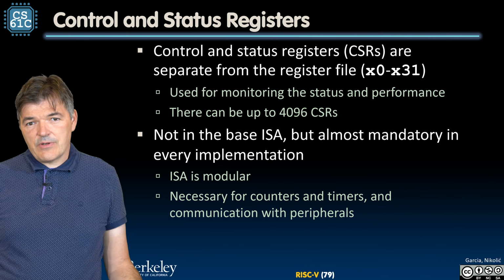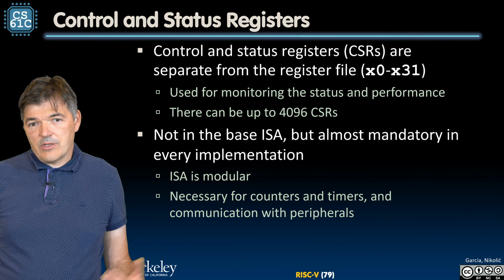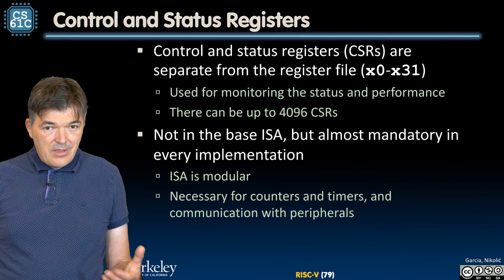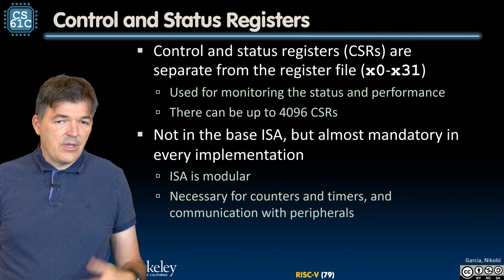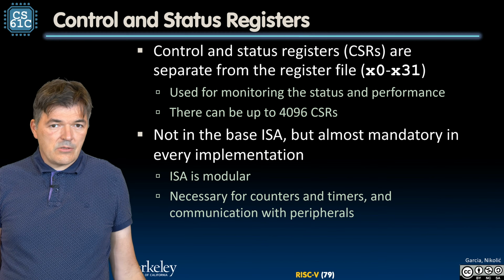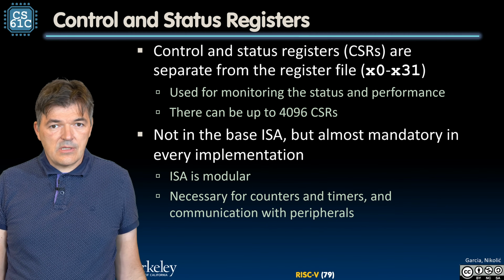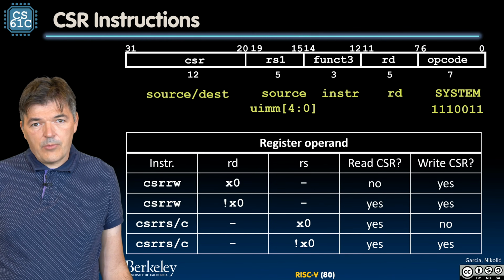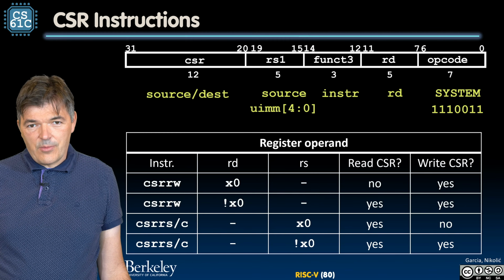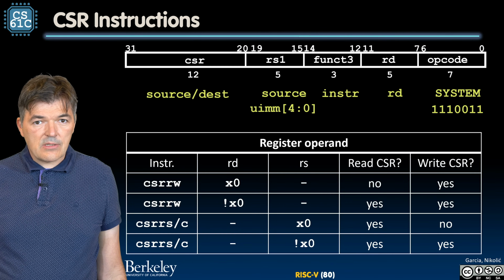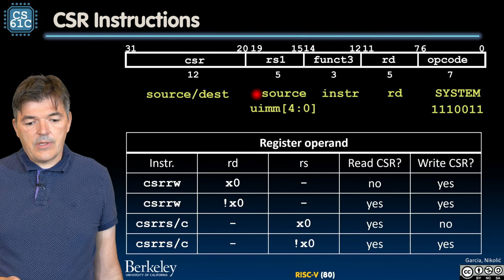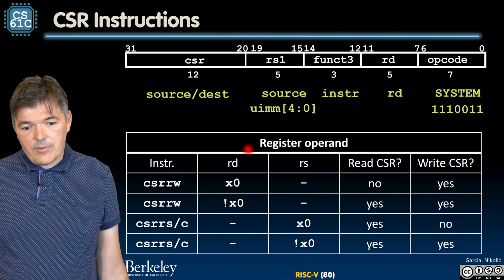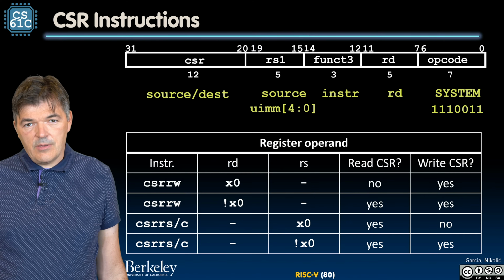CSRs are in pretty much every processor that is out there, but they're not part of the base ISA. They used to be in the base ISA, but they've been taken out for modularity reasons. So there is a standard extension that covers these CSRs in RISC-V. So what do these CSR instructions look like? Well, they share the well-familiar I format. There are two types of CSR instructions, ones that have a source register, and the other ones that use immediates. So half of them have a register operand, and the other half have the immediate operand.